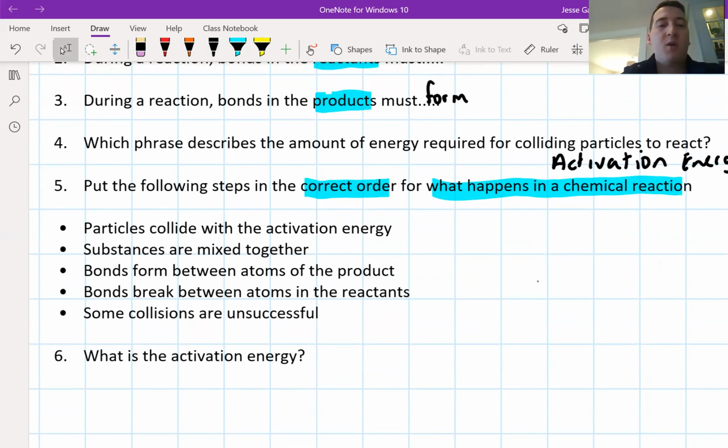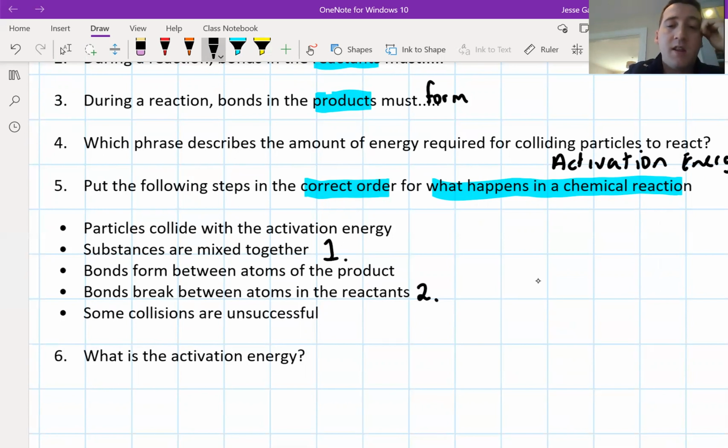Okay, so you should have put these in order and then written them out in the correct order. Okay, what should that look like? Well, first of all, we have to figure out number 1. So this is what you should have written first. First of all, the substances have to be mixed together. Before they're mixed together, nothing's going to happen. The next thing that's going to happen is that the bonds between atoms in the reactants are going to break.